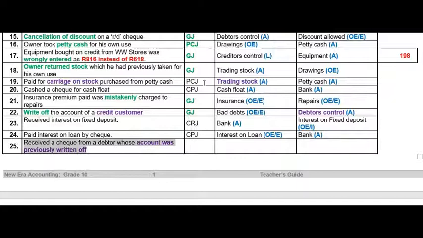And then lastly, we received a check from a debtor whose account was previously written off. Okay, so if a debtor's account was previously written off and he comes and he pays us, it won't affect debtors control at all because he's not a debtor anymore. It will go to the CRJ because we received money. Okay. The debit will be bank because the money that we receive will be deposited into our bank. And the credit will not be debtors control. It will be an income account called bad debts recovered.